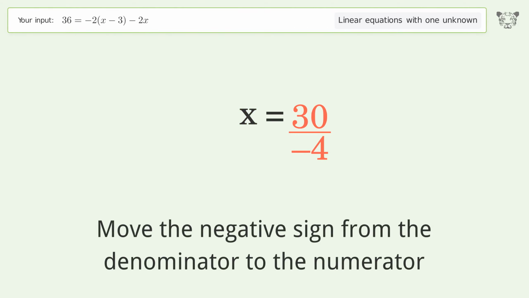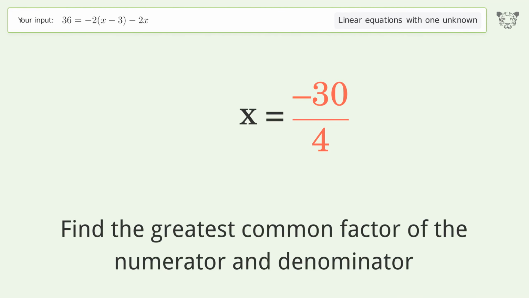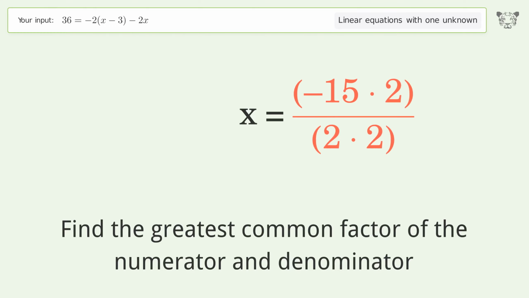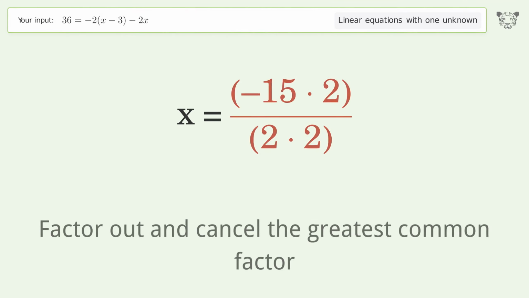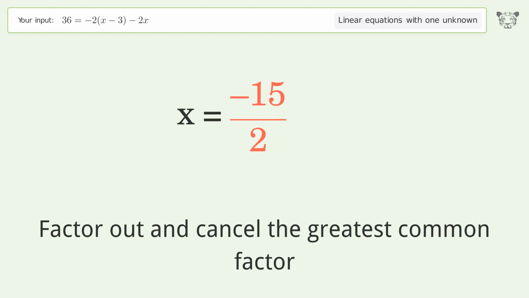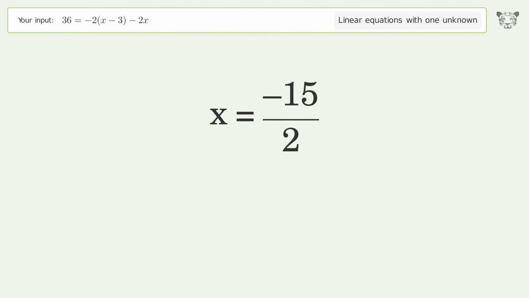Move the negative sign from the denominator to the numerator. Find the greatest common factor of the numerator and denominator. Factor out and cancel the greatest common factor. And so the final result is x equals -15/2.